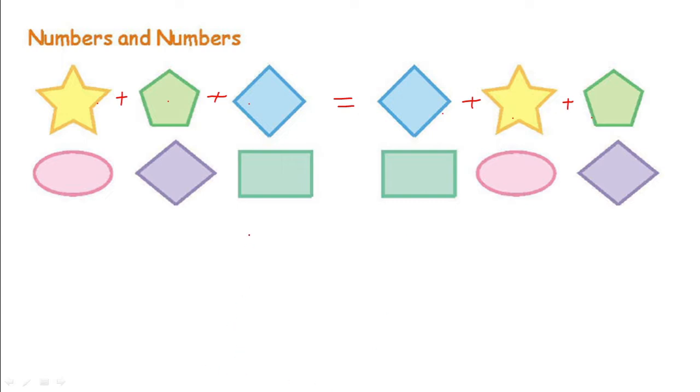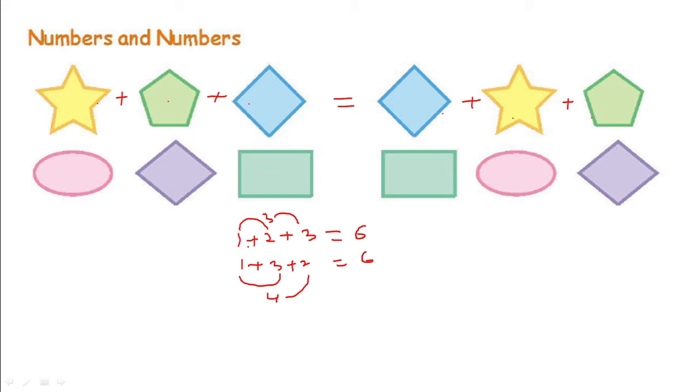So, suppose 1 plus 2 plus 3. What is the sum? 1 plus 2 is 3. 3 plus 3 is 6. Suppose we add 1 plus 3 plus 2, which means we are adding 3 first, then 2. 1 plus 3 is 4. 4 plus 2 is 6. Okay. It means if we change the order, if we change the sequence, the sum doesn't change.